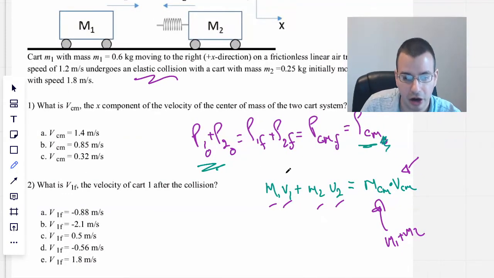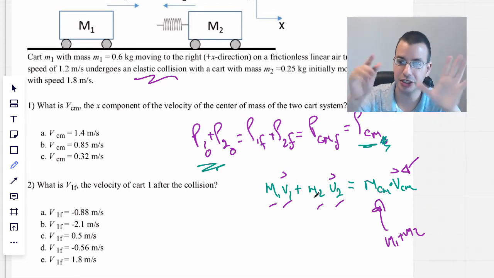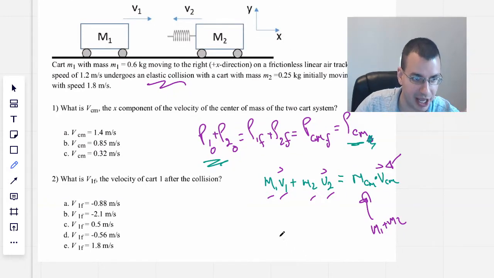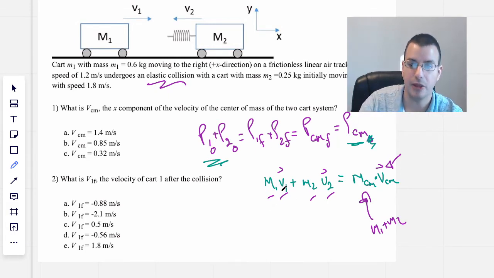Now, these are vectors, so we have to be careful. Because V1 and V2 are in opposite directions, they have to have opposite signs. So make sure you don't add them together by accident. Well, I guess we are adding, but we're adding a positive and a negative, so make sure that we don't get a velocity that's bigger than either of them.